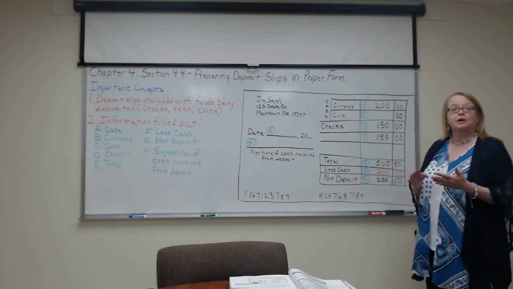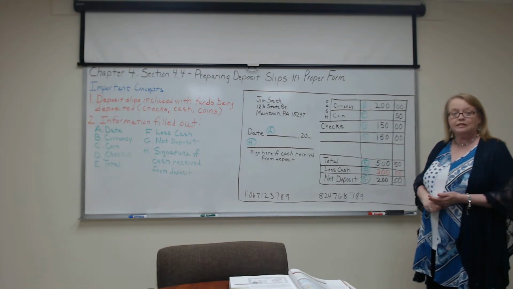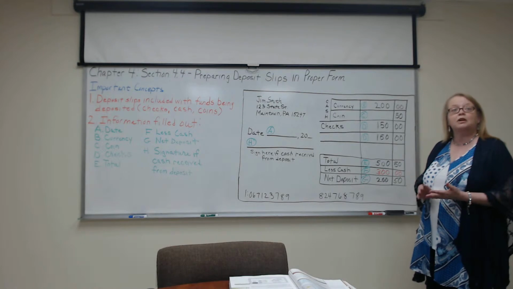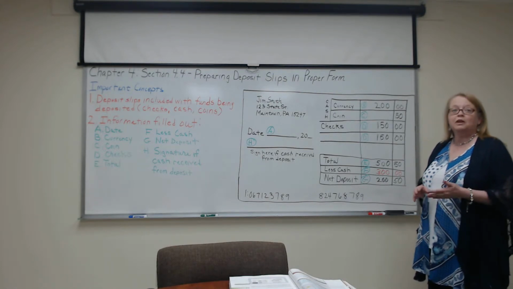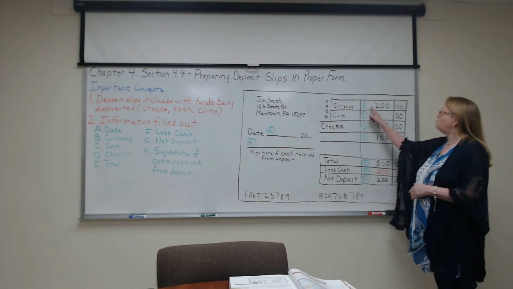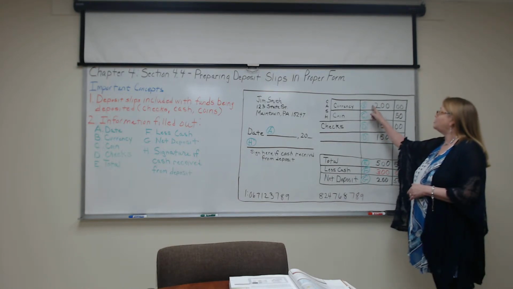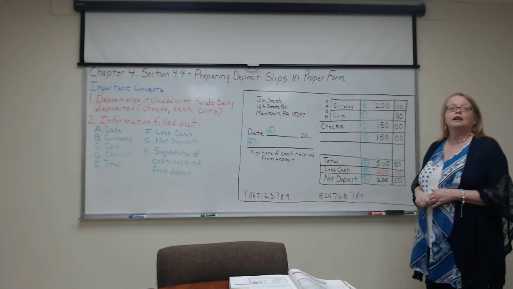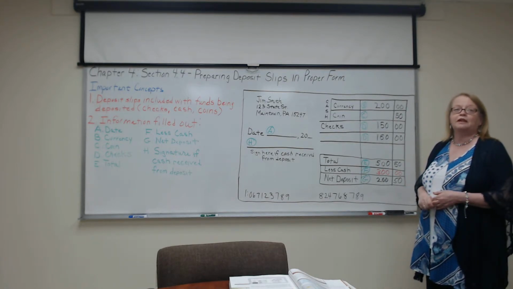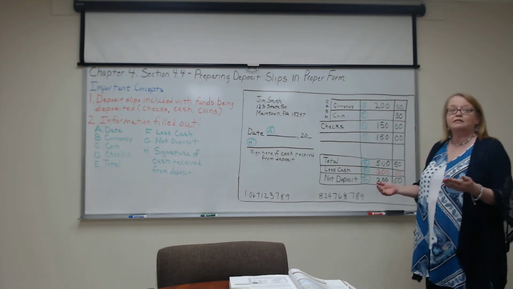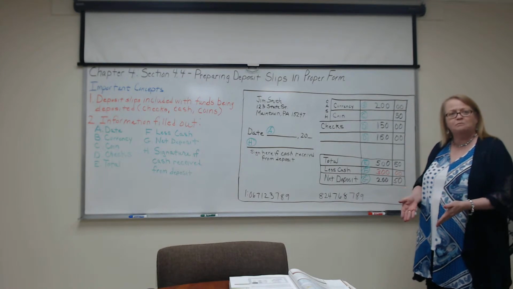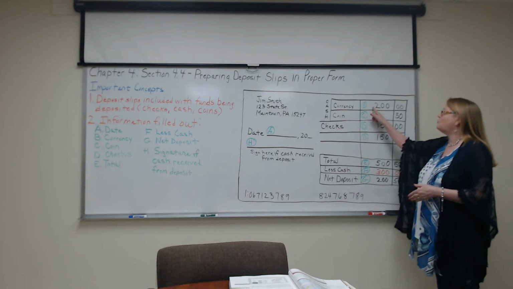So sometimes you may just be depositing currency. Sometimes you're depositing currency and checks. Sometimes you're just depositing checks. But in this example, we're doing all three just to clarify a little bit. You need to add how much cash you are depositing. It doesn't matter if it's two $100 bills, if it's in 20s, 10s, 5s, 1s, the denominations that you're depositing doesn't matter. What matters is the total amount.